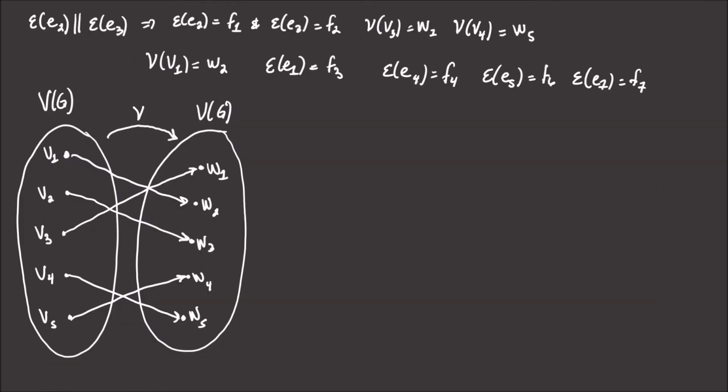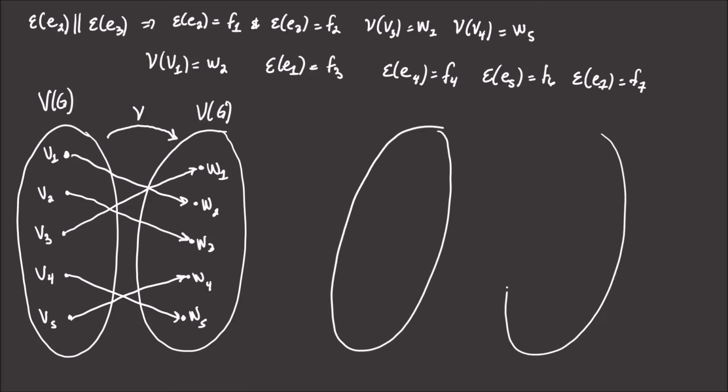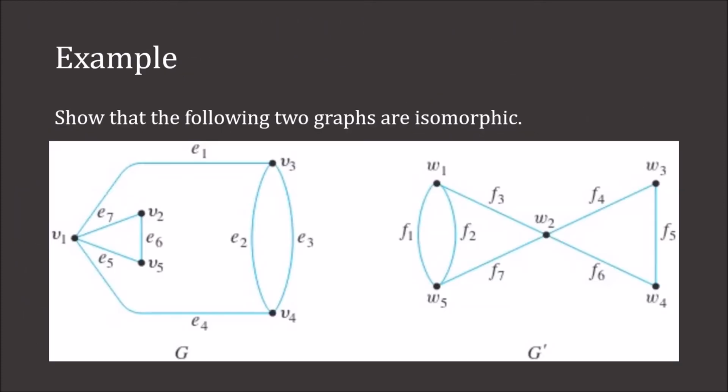Now let's look at E of G and E of G prime with our correspondence epsilon. How many edges do we have? We have a total of, it looks like 1, 2, 3, 4, 5, 6, 7 edges.